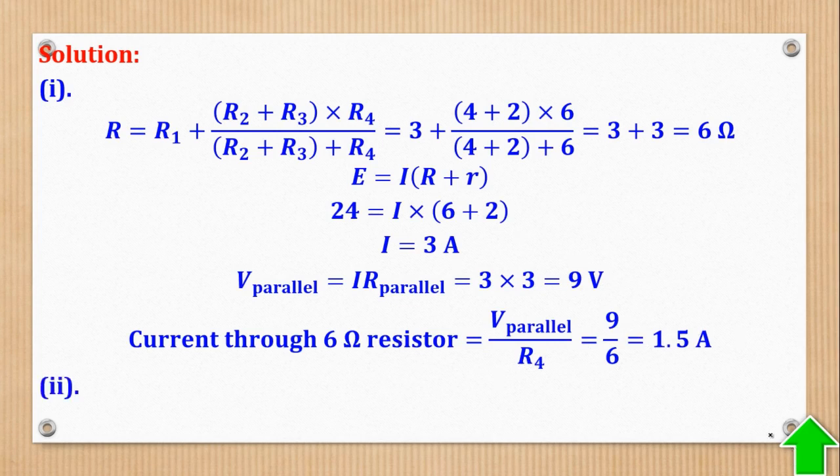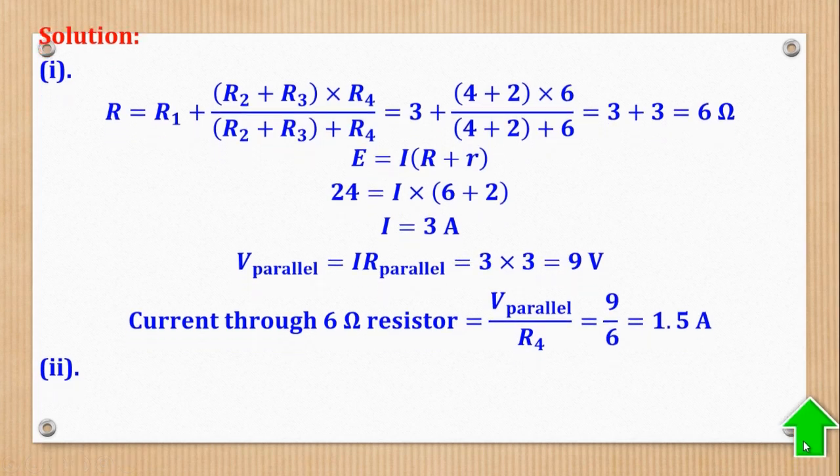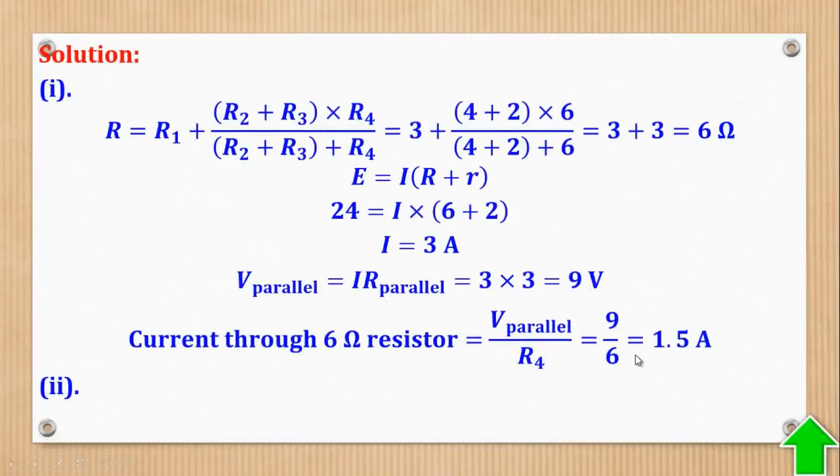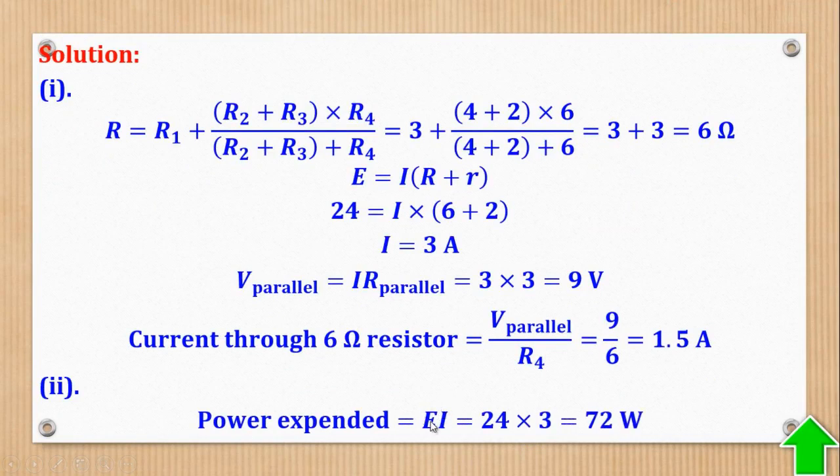So that was Roman 1. Then Roman 2, the total power expended. We know total current and we also know total resistance. That is one way, but here total power expended is EI. Now power expended and power dissipated are not the same. Power expended is like power generated, so that is EMF times current, or IV. EMF was 24, current was 3, to give you 72 watts.